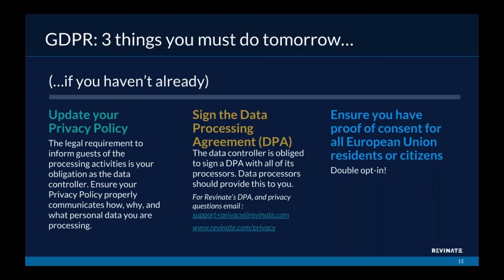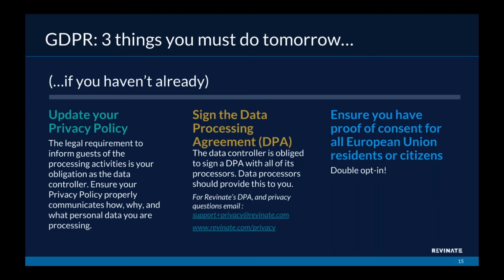Number 2 is you want to sign the data processing agreement. As a data controller, you're obliged to sign the DPA with all your processors, including Revinate. We will be sending out our DPA this week, so look out for that email. Please make sure you sign it and send it back to us before the deadline of May 25th.